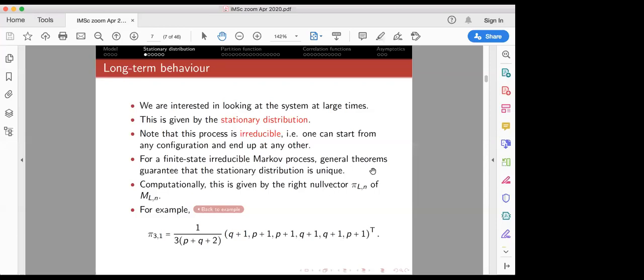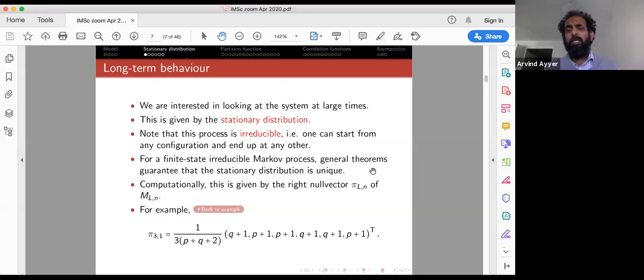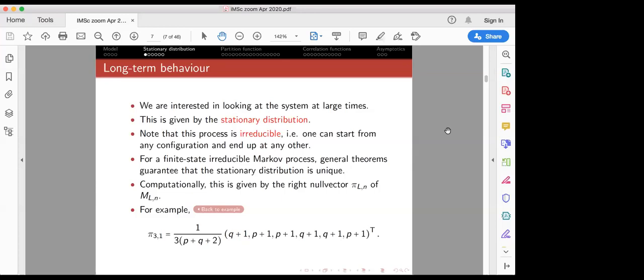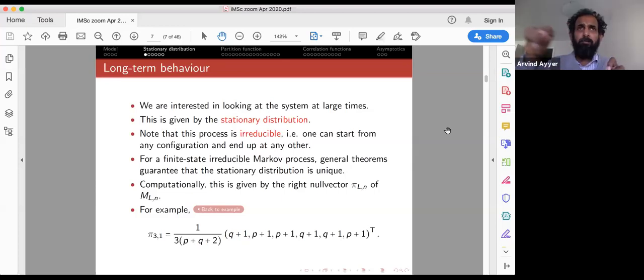Sorry, what is the definition of strongly connected? Well, a directed graph is strongly connected if there is a directed path from any vertex to any other vertex. By directed path, I mean paths going in the forward direction, with the arrows in the right way. Okay. So the stationary distribution is unique, and you want to understand what it is.